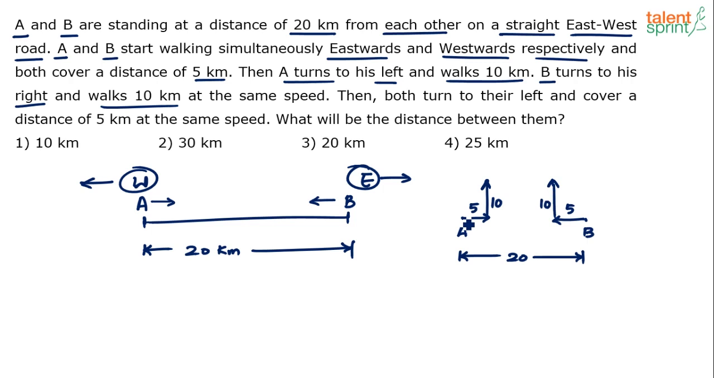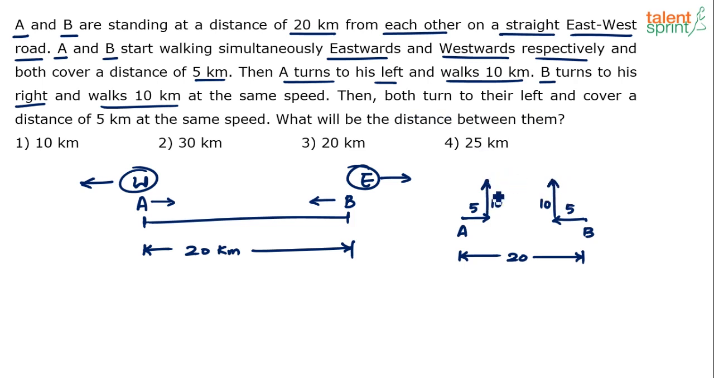You're getting it? So 5 kilometers towards east and then 10 kilometers towards left, 5 kilometers towards west and then 10 kilometers towards right. So both of them will come in the same horizontal line. Yeah. Now what happens? Then both turn to their left. So see, A and B both are facing north.